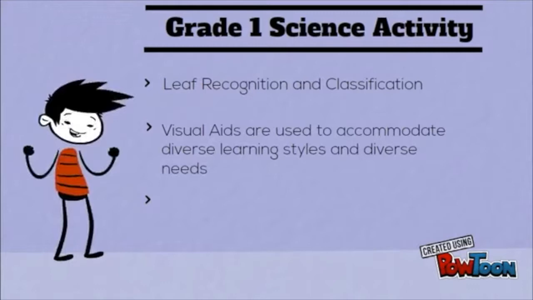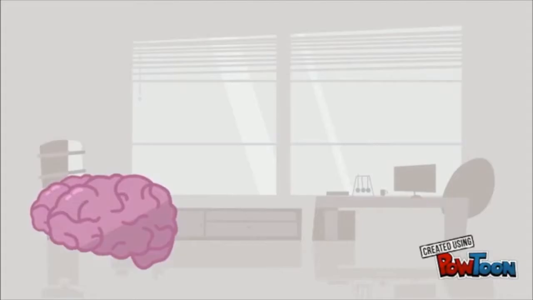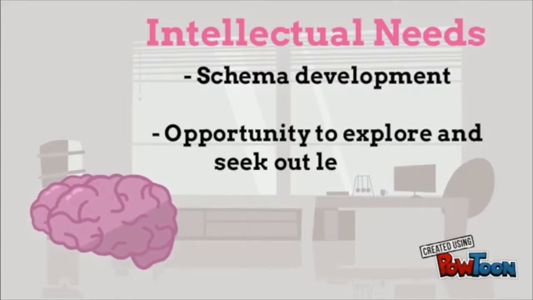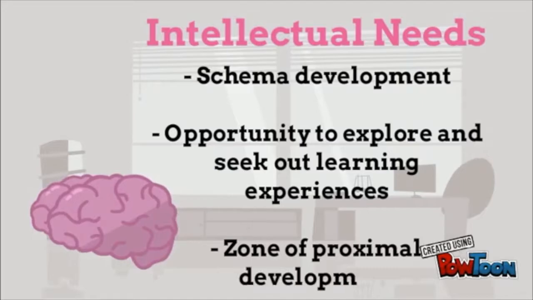This activity is supported by the Australian curriculum, especially in the section entitled Science Understanding, Earth and Space Sciences. Grade 1 students' intellectual needs revolve around schema development in the brain. In this pre-operational stage, students require opportunities to explore and seek out learning experiences, improving their work ethics and self-management skills. By giving students the opportunity to classify and organize objects and engage on one piece of information, the teacher is meeting students' intellectual needs and keeping them in the zone of proximal development.